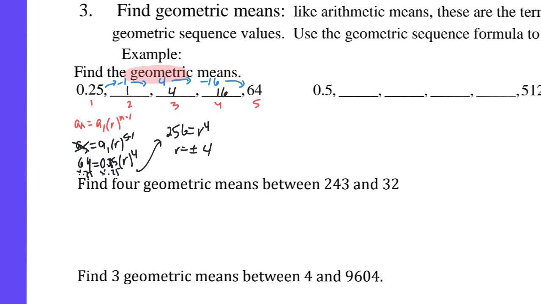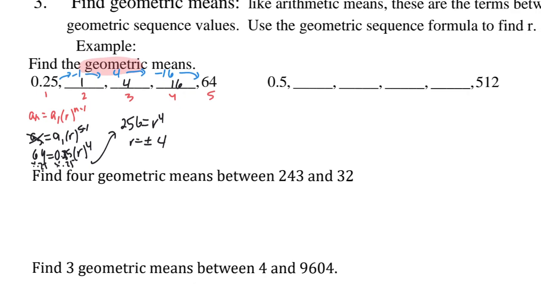So one route is the geometric means being 4, 16, and 64. The other route would be the geometric means being negative 4, positive 16, and then negative 64. So you've got two different solution sets, whether r is 4 or r is negative 4. So it's kind of a cute question. This is one of my favorite things to teach. So hopefully you guys are picking this up. All right, here you go.